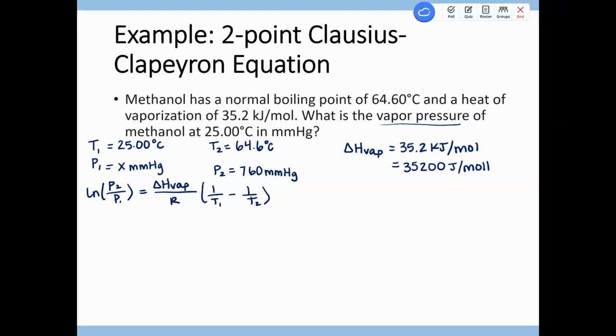Someone else tell me what else we need to change. Celsius to Kelvin. Is that what you were going to say? Two hands in the same area. We need to change degrees Celsius to Kelvin. So 25 degrees Celsius is equal to 298.15 Kelvin. And 64.6 degrees Celsius is 337.75 Kelvin.